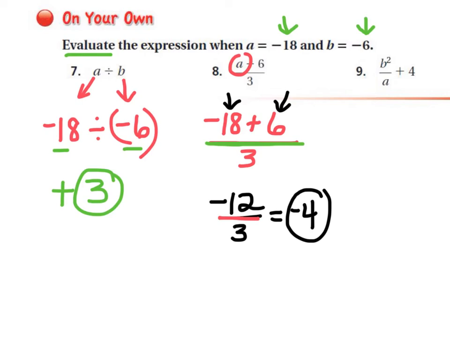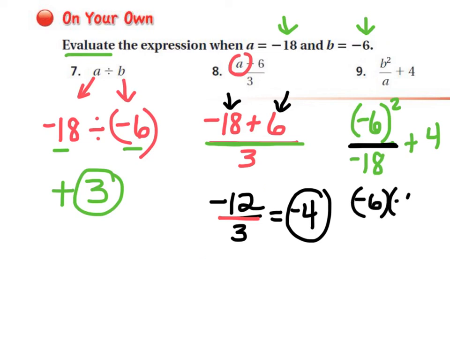Okay, let's try one more. All right, it says B squared, so I'm going to rewrite that. Negative 6, because that's B, I have to square it, divided by A, which is negative 18, and then plus 4. All right, when I work one out like this, I'm going to do on top of this fraction bar first. So I need to do negative 6 squared. That means negative 6 times negative 6, just as a refresher. Okay, well, I know a negative times a negative is a positive 36.